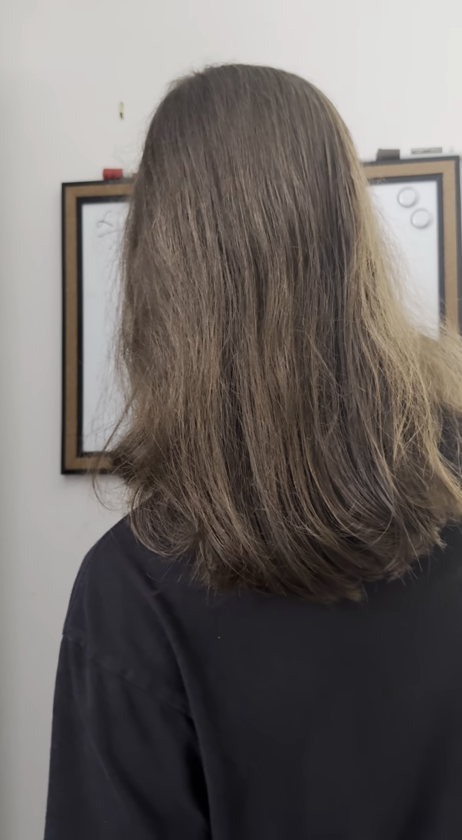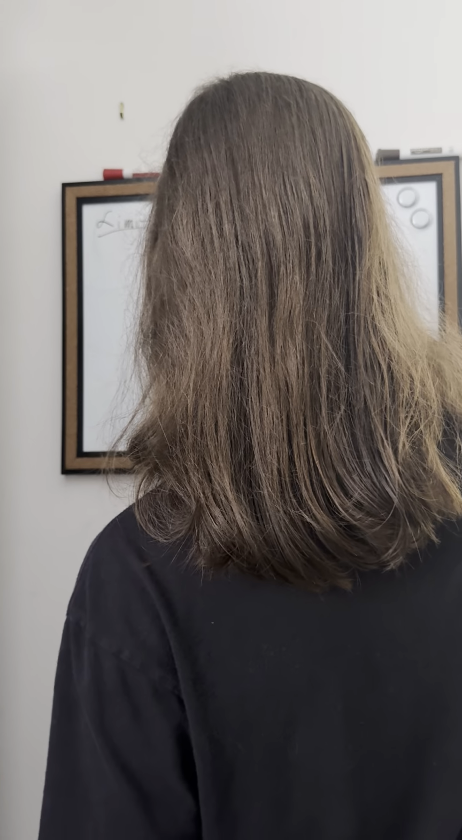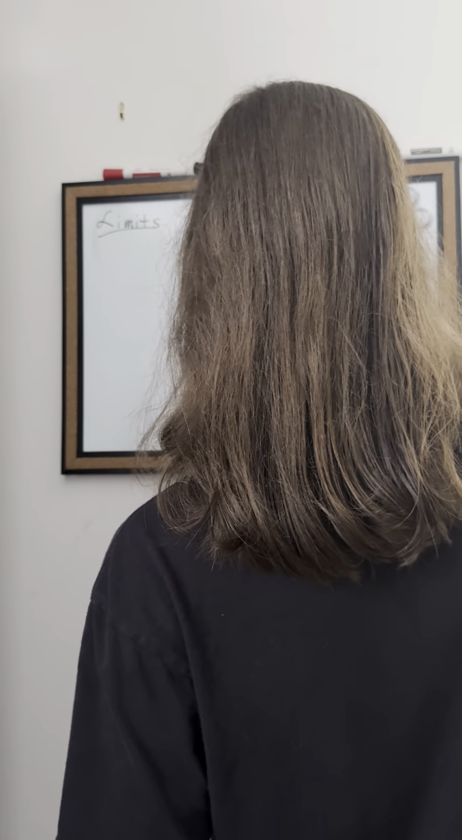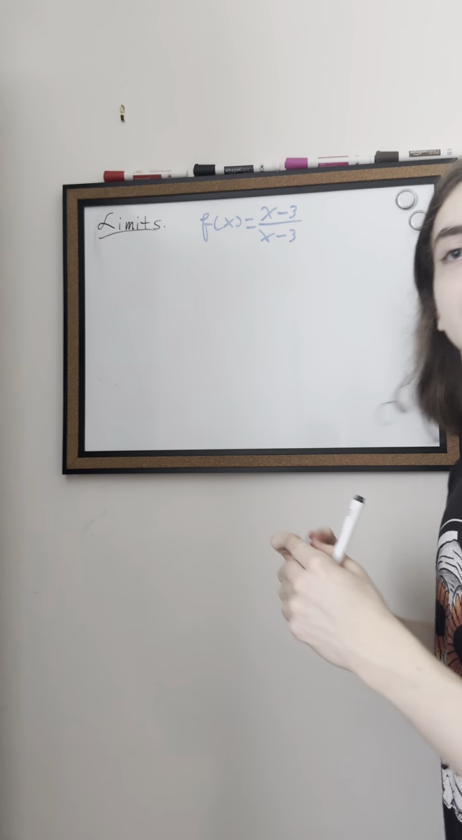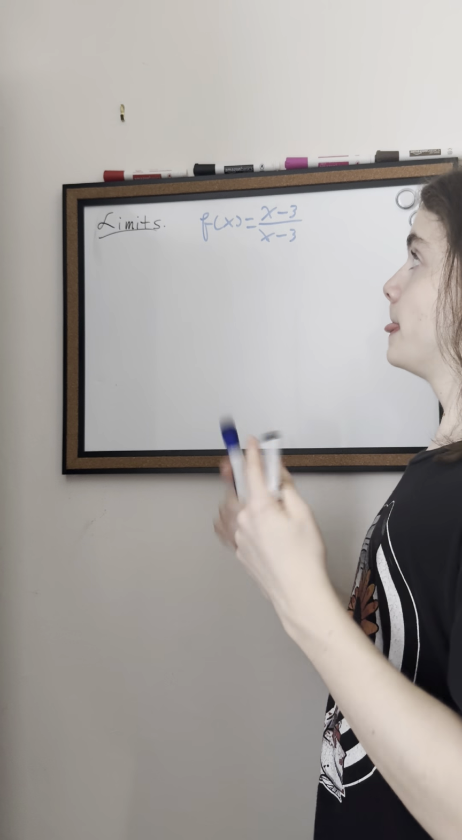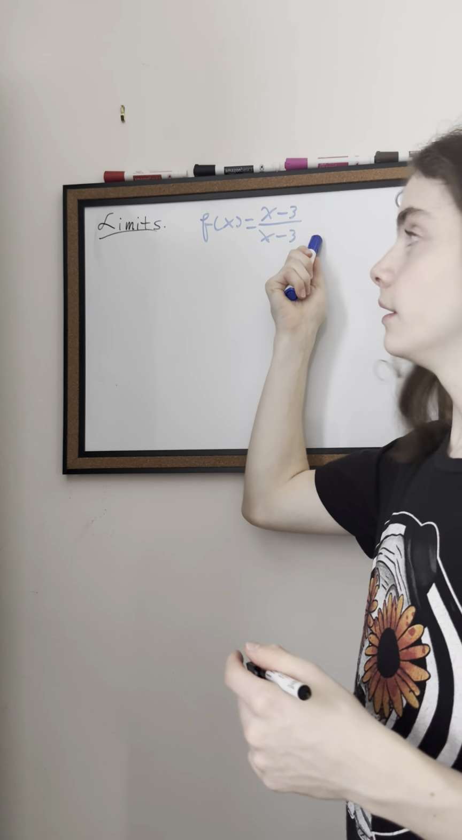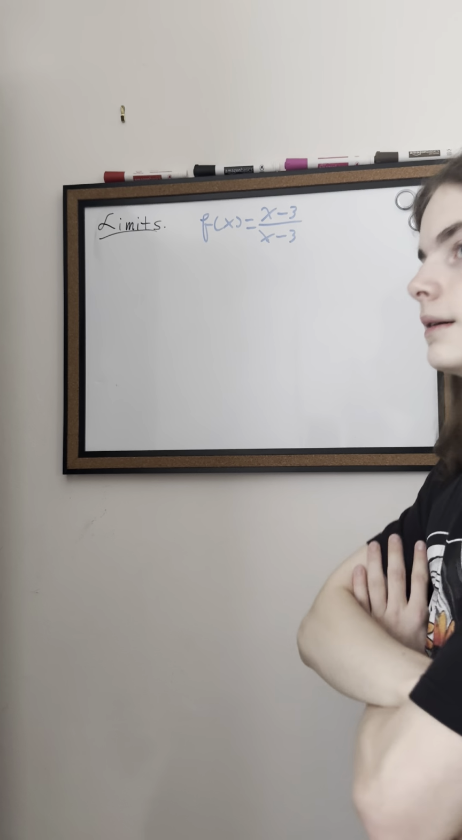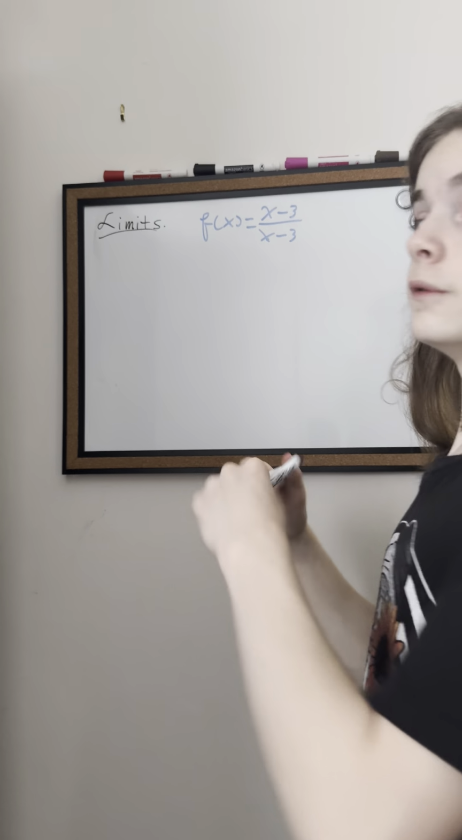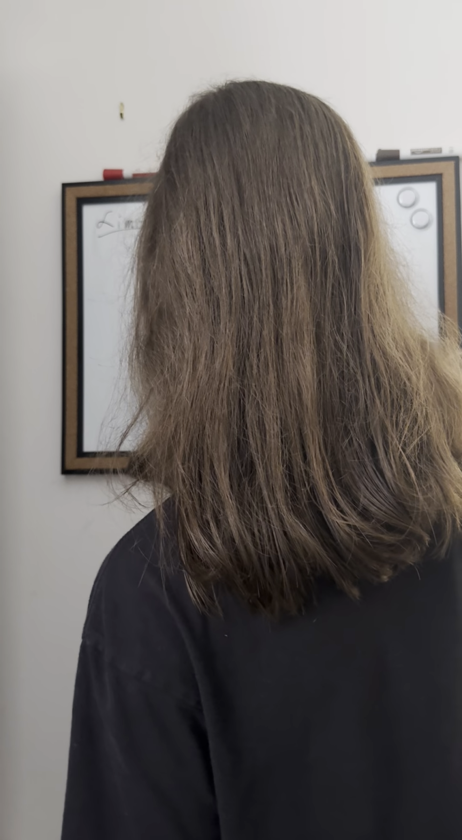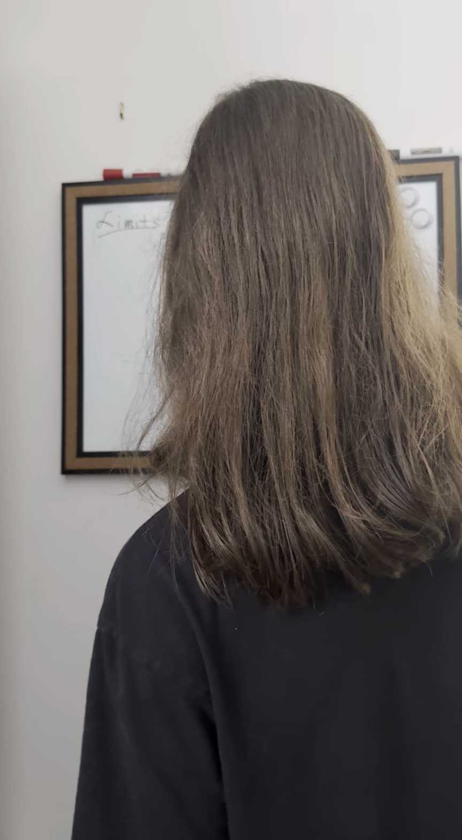Let us say f of x is equal to x minus 3 over x minus 3. You might be tempted to say this is equal to 1 because we have the same thing in the numerator divided by the same thing in the denominator. And to that I would say that's almost true. But unfortunately, f of x is not defined when x is equal to 3.